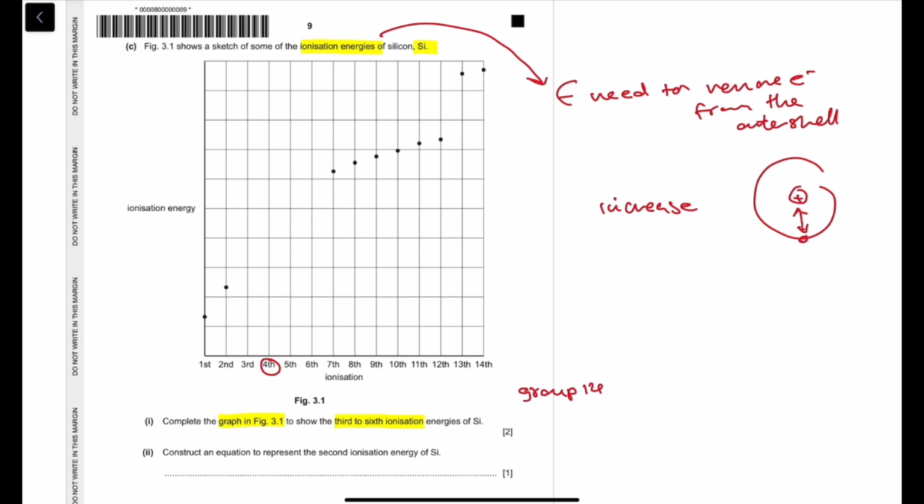However, silicon is in group 14, which means it has 4 outer electrons. So once you've removed the 4th electron, you're actually going to have to remove electrons from a closer shell. So this will mean that a lot more energy will need to be applied after the 4th ionization energy. So this is just going to be an approximation. So what we're going to do is we're going to increase it, but we're going to make sure that there's a large jump between the 5th and the 6th.